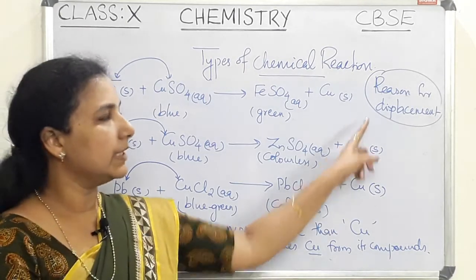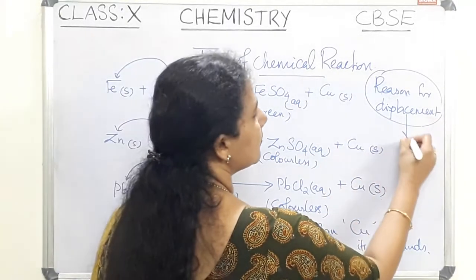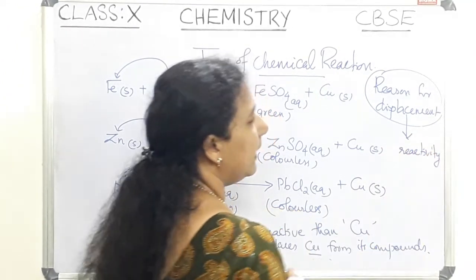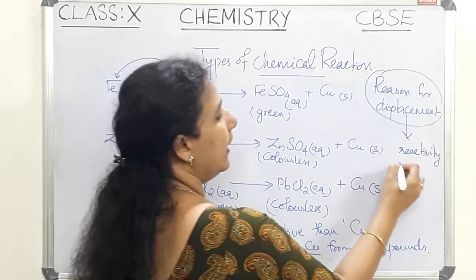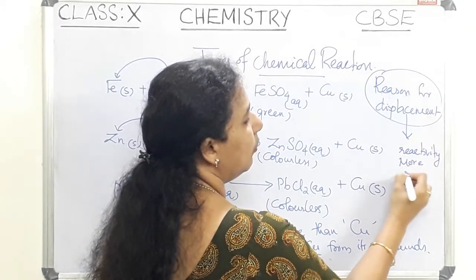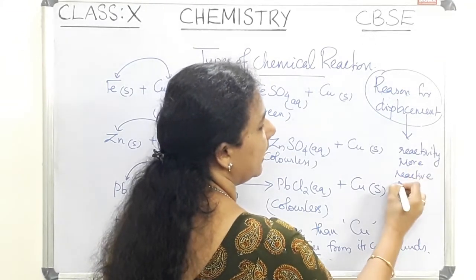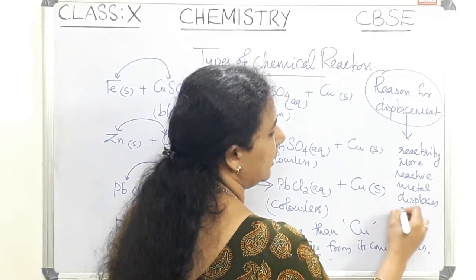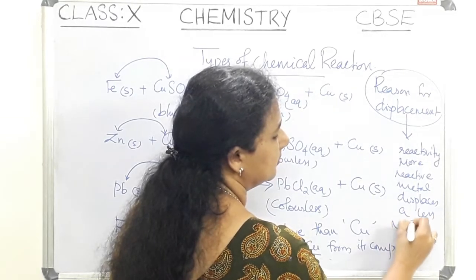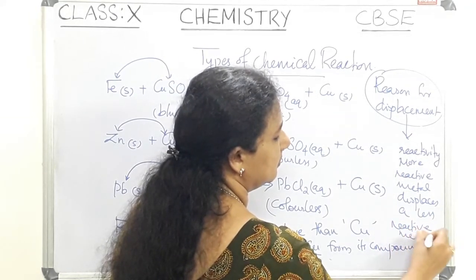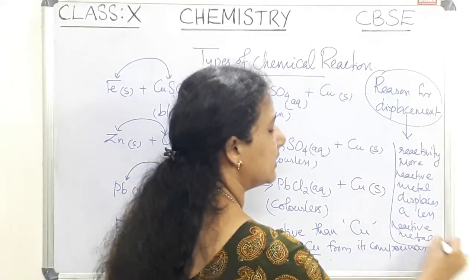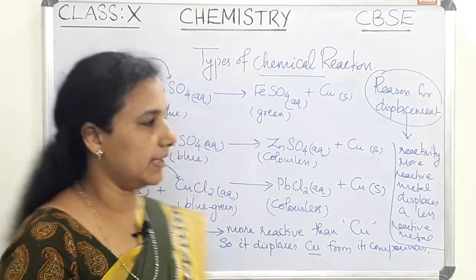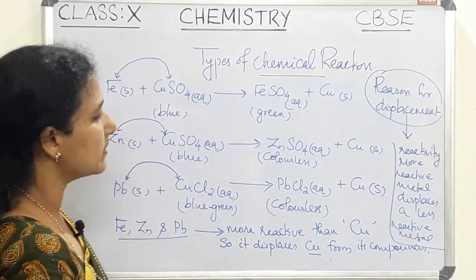So the reason for displacement reaction can be explained on the basis of reactivity. A more reactive metal displaces a less reactive metal. That is the reason for displacement reaction. So this is about displacement reactions.